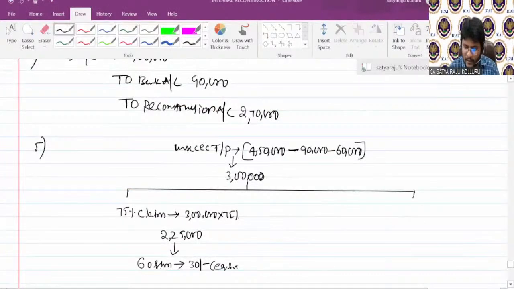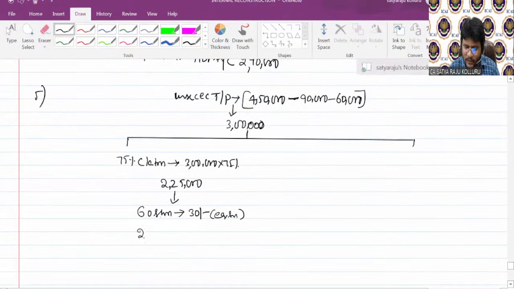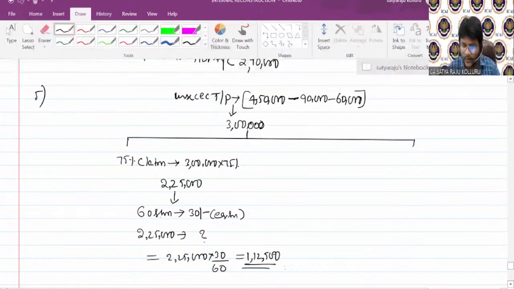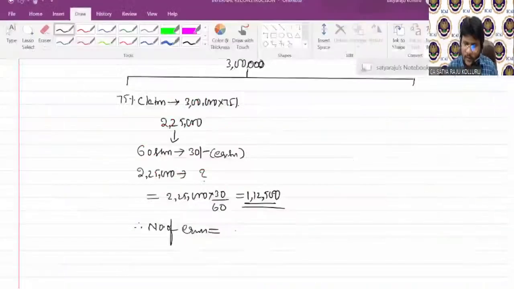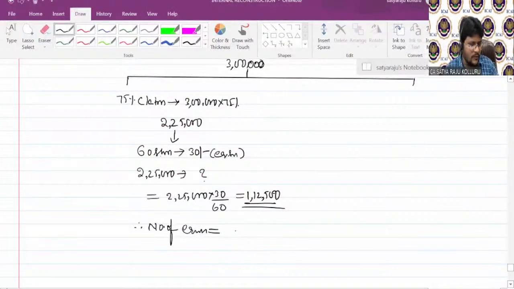In the form of equity shares. That means for the 2,25,000 claim, how much do you need to pay? You need to pay 2,25,000 into 30 by 60, which is equal to 1,12,500. Worth 1,12,500 of equity shares you need to issue. Therefore, the number of equity shares to be issued is equal to, so each equity share is how much, guys? 7.5. Therefore, 1,12,500 divided by 7.5, which is equal to 15,000 shares need to be issued.